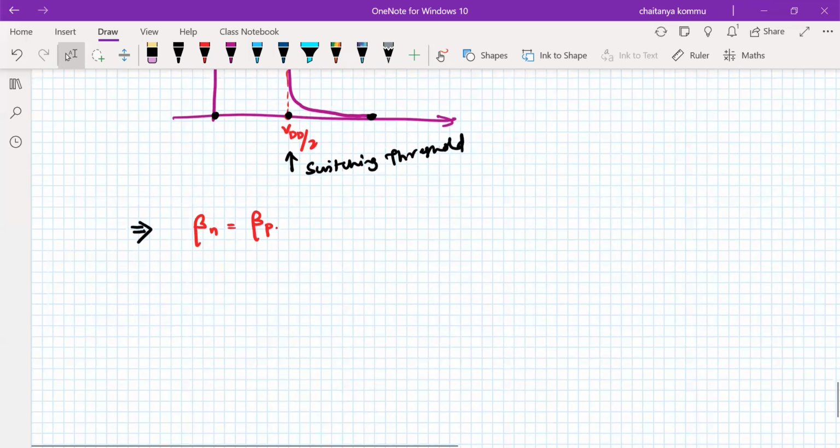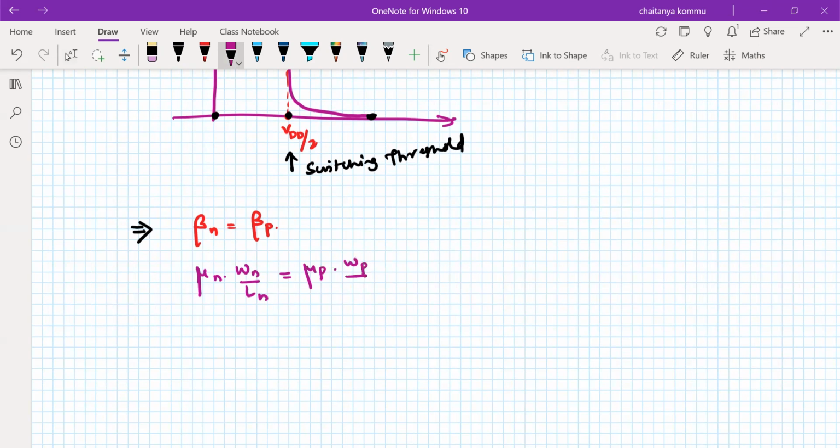So what is the meaning of this statement? As we know, beta n is mu n into Wn divided by Ln. That is the meaning of beta. What about the PMOS transistor? This is mu p into Wp divided by Lp. Generally, the lengths of the NMOS and the PMOS are both equal, therefore I can cancel them. That means mu n into Wn is equal to mu p into Wp.